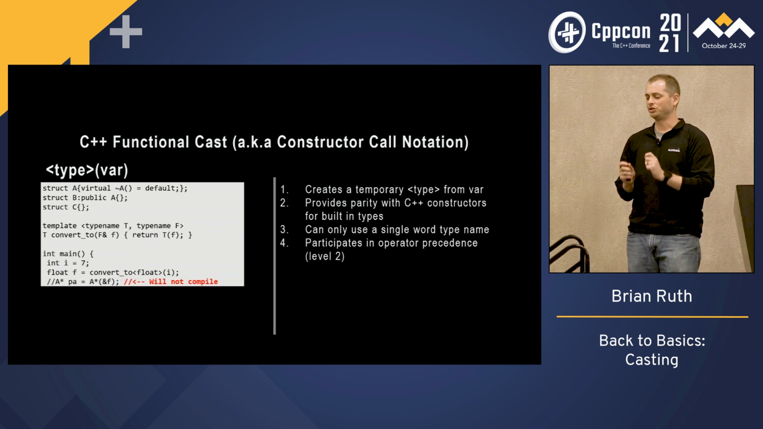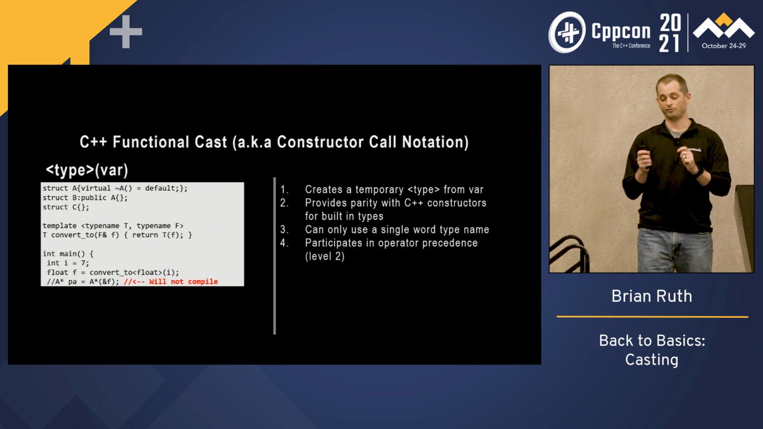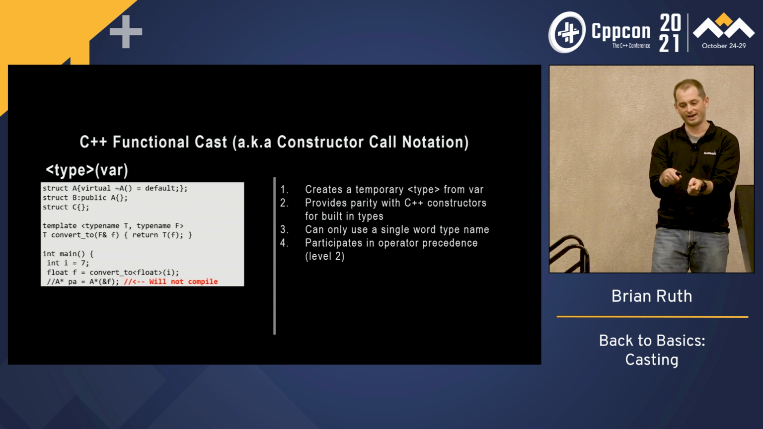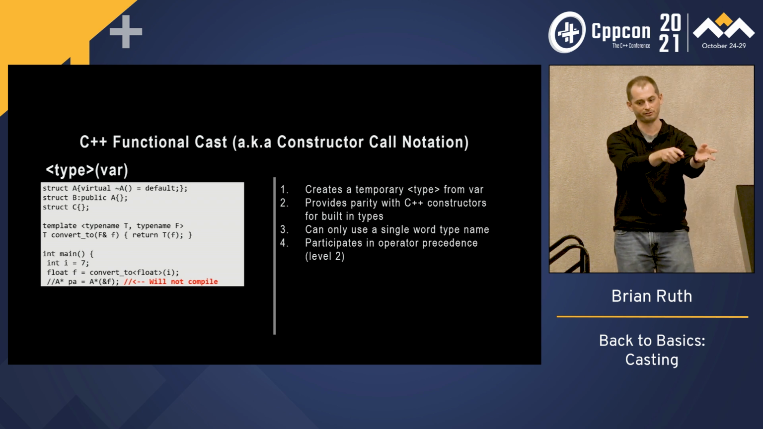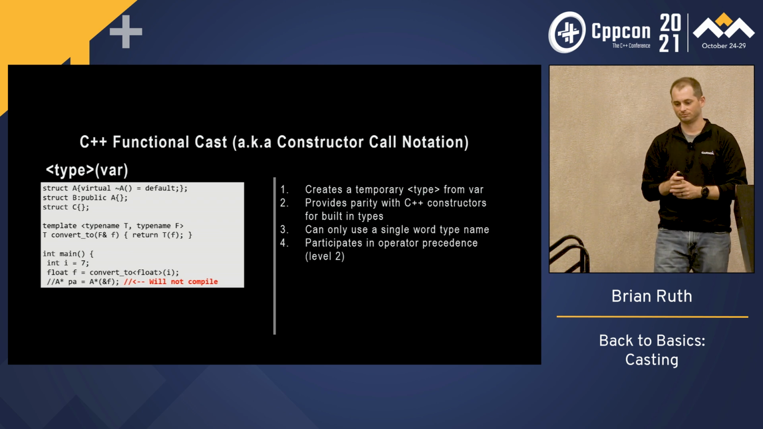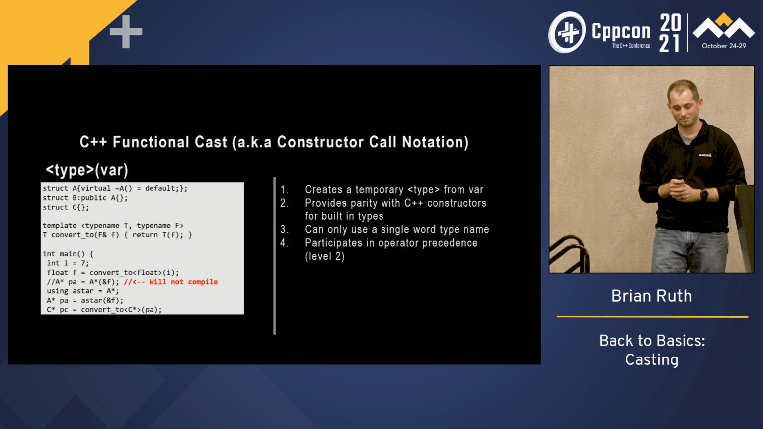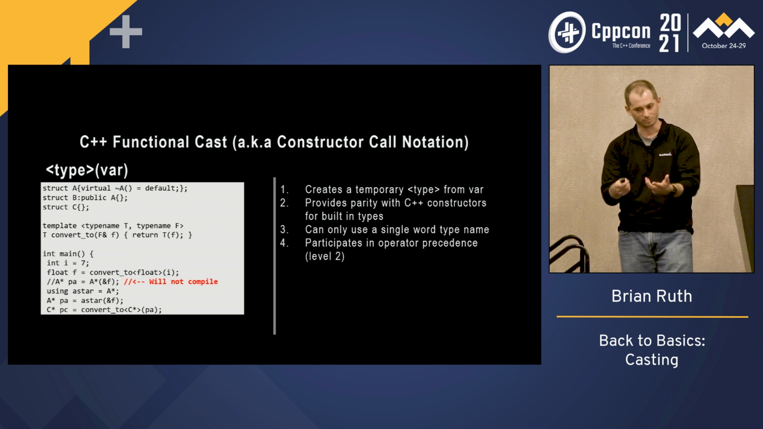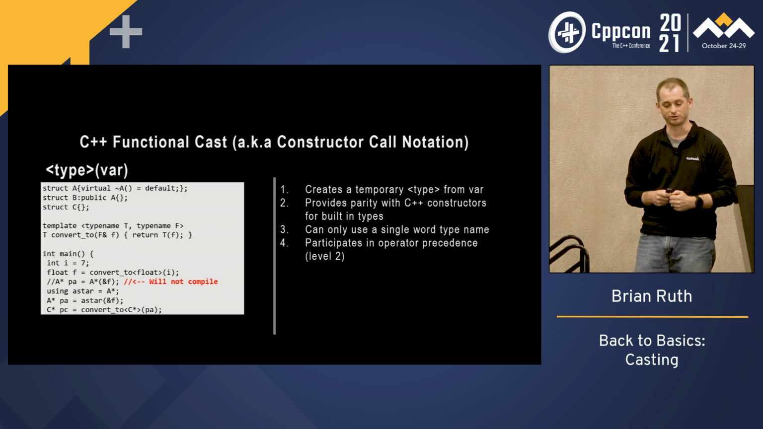And what do I mean by that? You can only use a single word. Well, if we wanted to do a functional style cast to an A star, which we were able to do previously with the C style cast, this actually won't compile. But you can do something like that. And that will compile. That will do the cast in a functional manner.